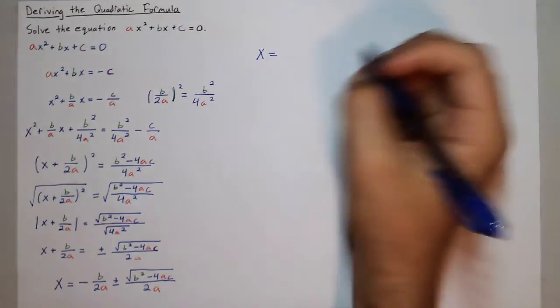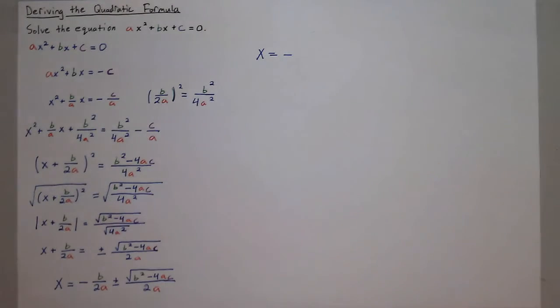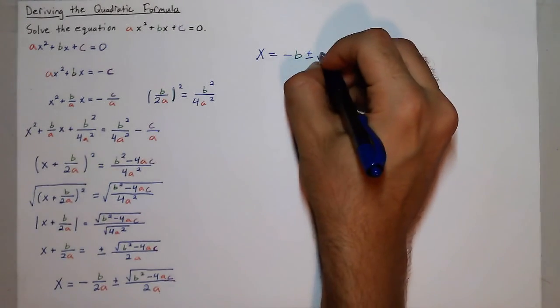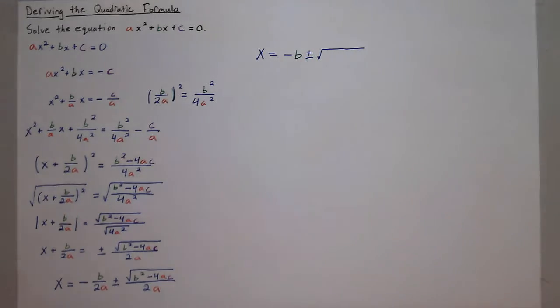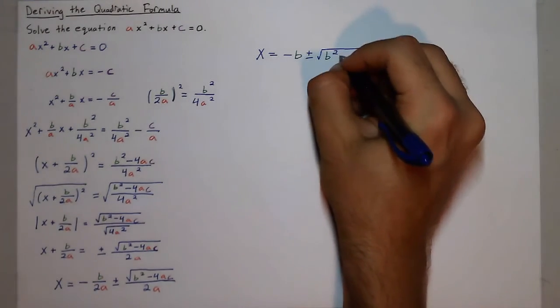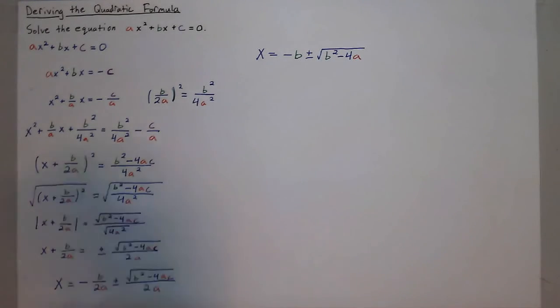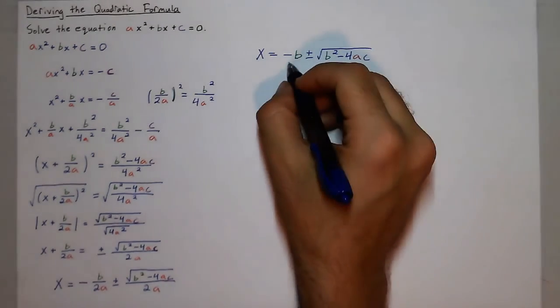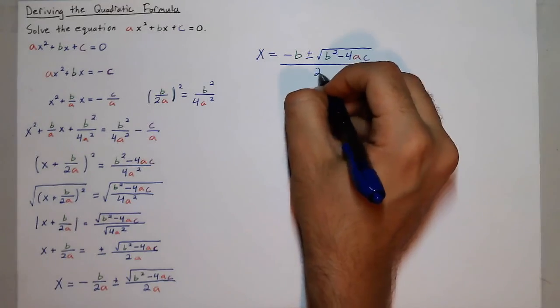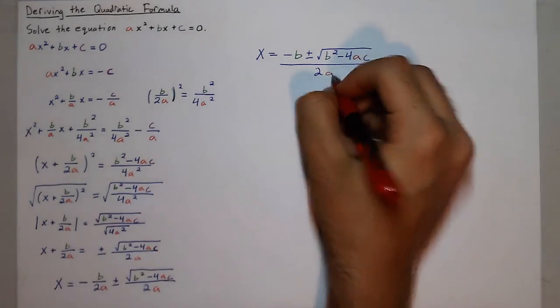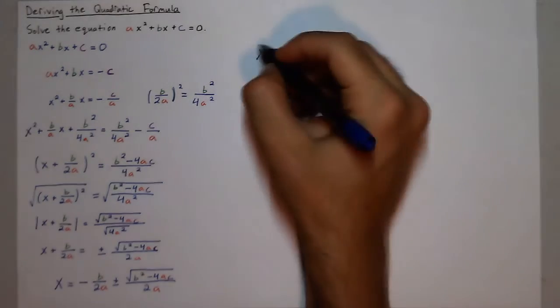x is equal to negative b plus or minus the square root of b squared minus 4ac, and both of those terms will be all over 2a. And this is what we call the quadratic formula.